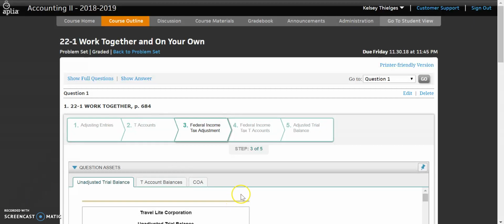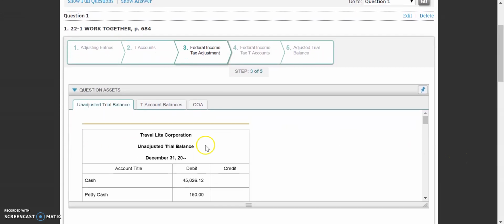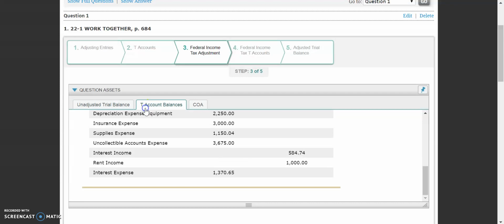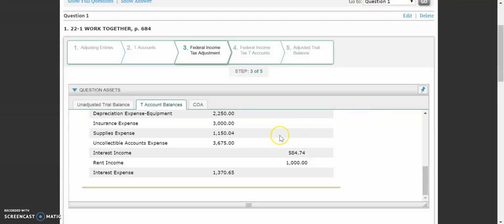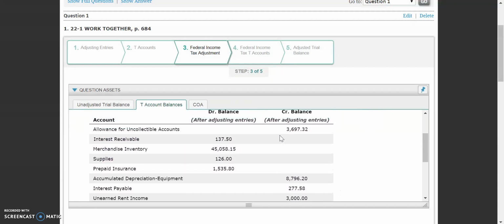Okay, we're on step 3, which is doing our federal income tax adjustment. So as we scroll down here, we're going to see that we have our unadjusted trial balance, all of these accounts, and then we also have our T account balances. Okay, our T account updated balances from our adjusting entries.